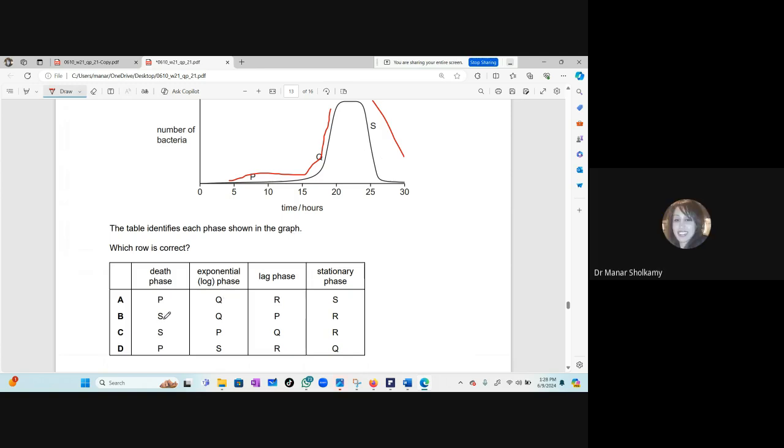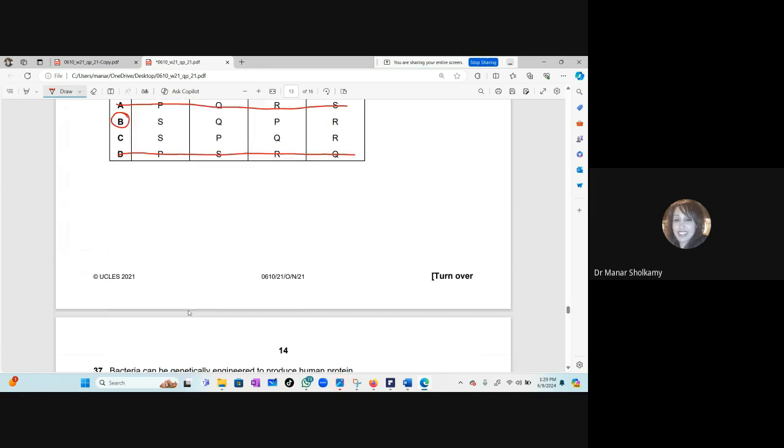S. Okay. If you're sure it's S, then A is wrong and D is wrong. Good. So you will narrow down your answers to B or C. What is the exponential phase, or the log phase? Q or P? Q. So it's very obvious the answer is B.